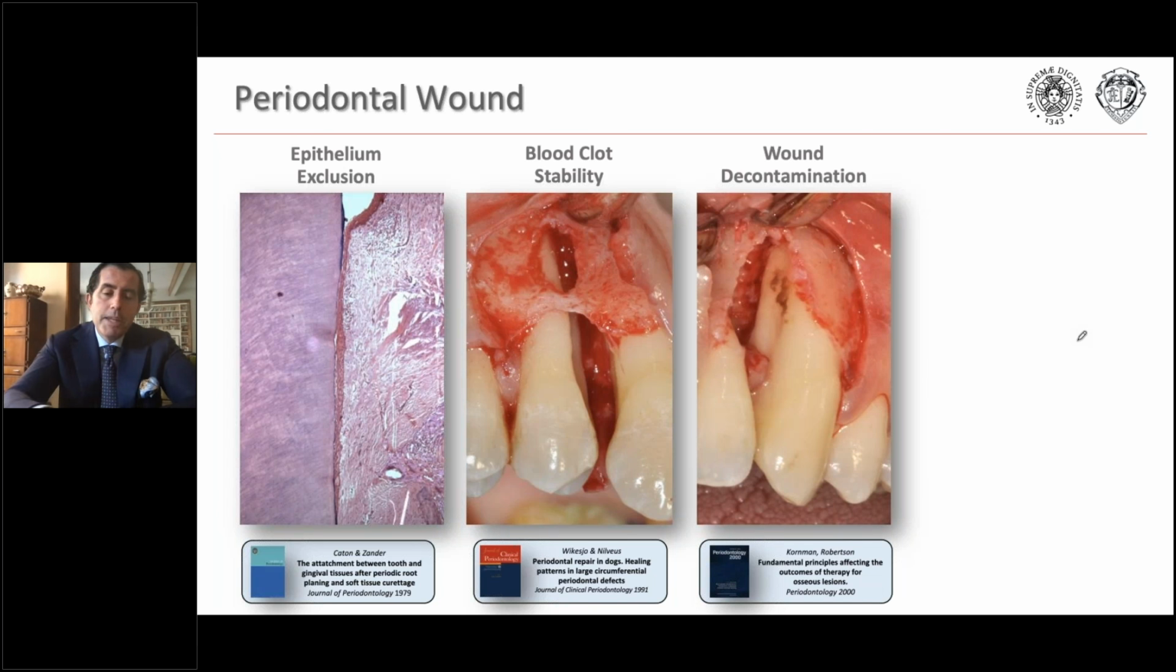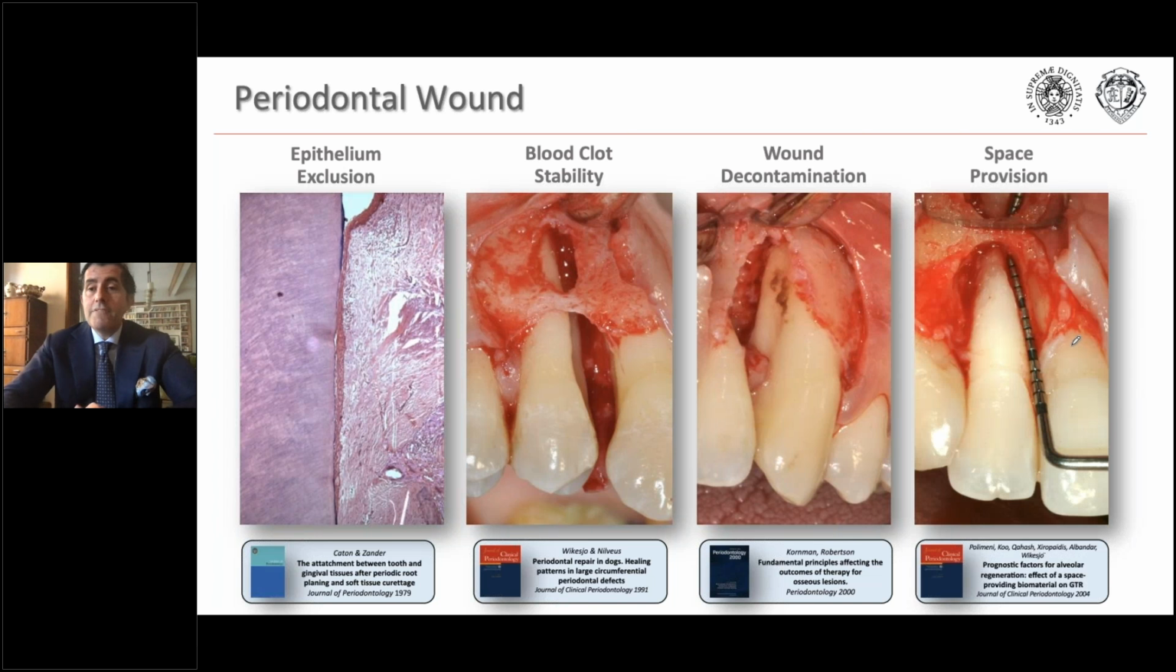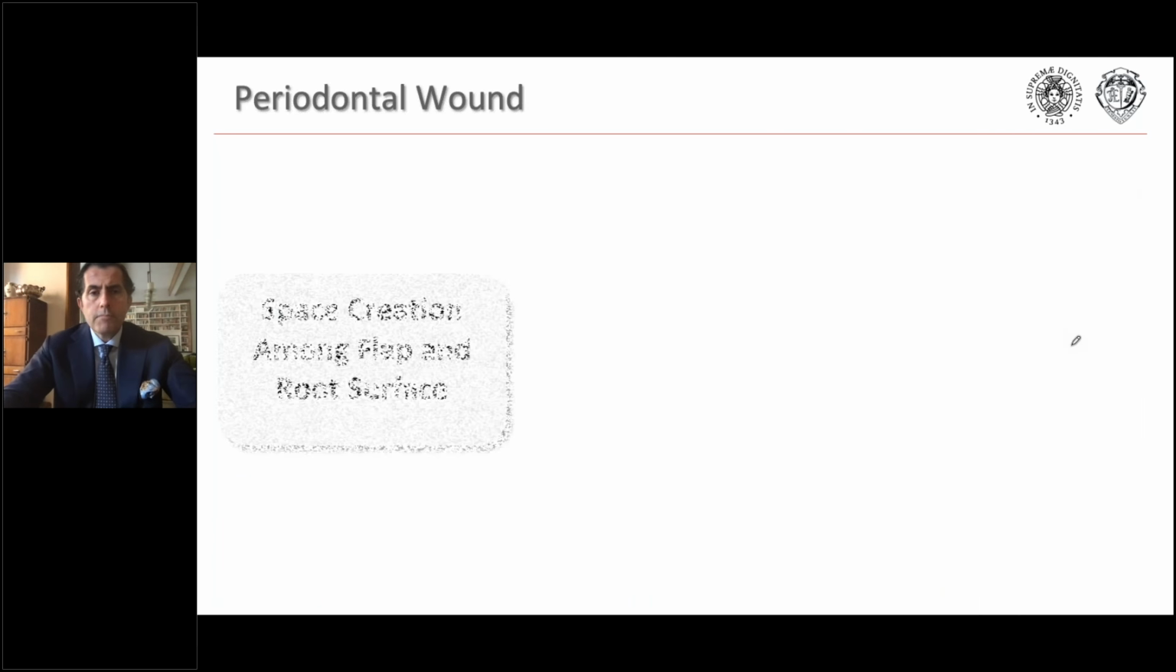Plus, always bear in mind that the weakest link of the entire wound, which is the root surface, is also the one that is often contaminated, and contamination of the wound is the one that actually may impair the clinical healing. And finally, the complexity of the disease, the sequela of periodontitis, can alter the anatomy to the point that if you don't maintain space provision during the healing, you will end up with repair and not with regeneration.